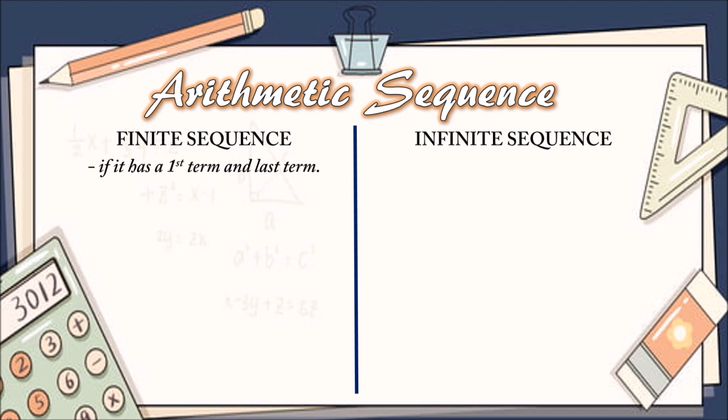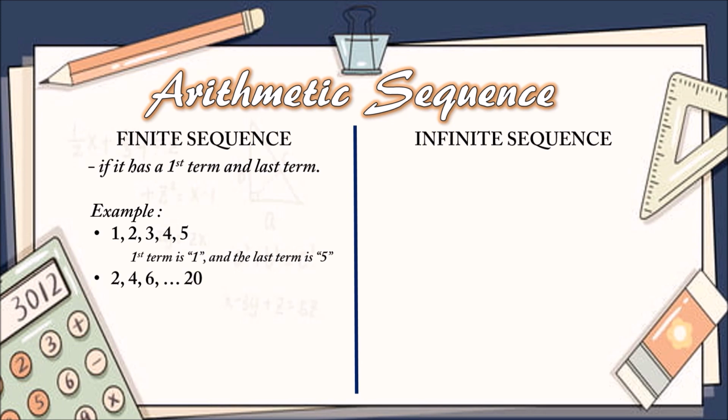It is called finite sequence if it has a first term and last term. Example, in a sequence 1, 2, 3, 4, and 5. Meron tayong first term which is 1 and the last term which is 5. Another example of finite sequence is 2, 4, 6, up to 12. We have the first term 2 and the last term is 12.